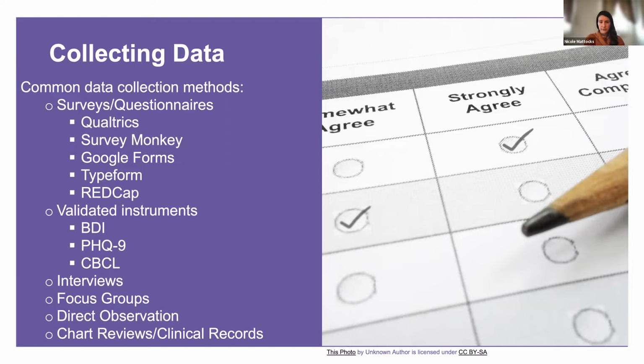And these are instruments that you can use to measure mostly symptoms, symptoms of depression or anxiety, PTSD, things like that. And it is recommended that if you have a construct that you're trying to measure, and there is a validated instrument out there to measure that, and it's appropriate with your population, it is recommended to use a validated instrument. It lends a little more credibility to your findings.